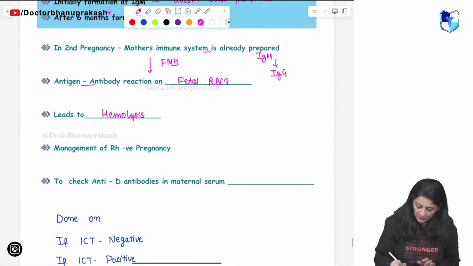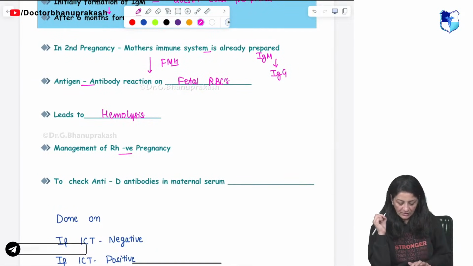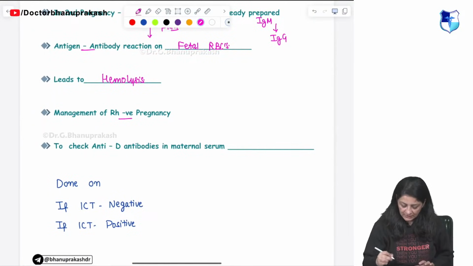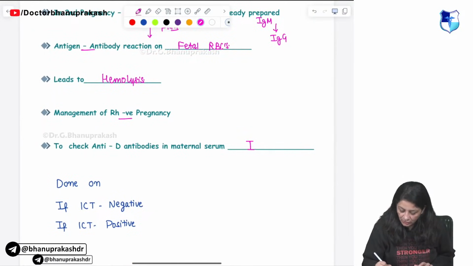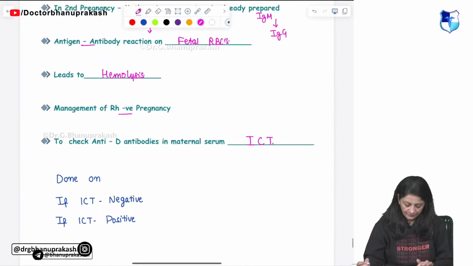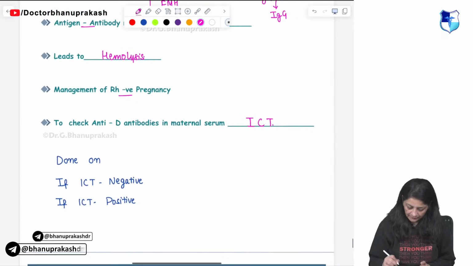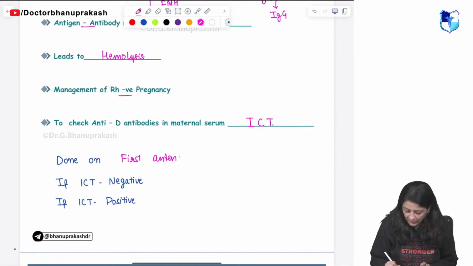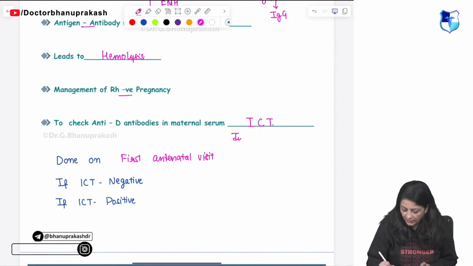So what is the management of Rh negative pregnancy? We have to check anti-D antibodies in maternal serum. Which test will we do? Indirect Coombs test, done on the first antenatal visit.